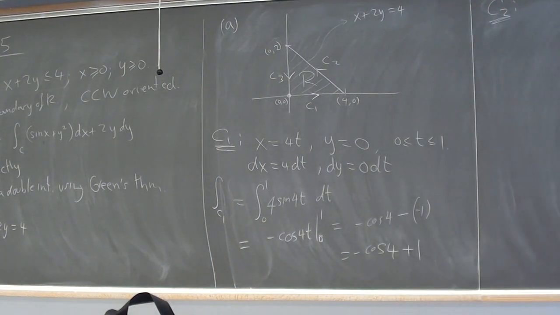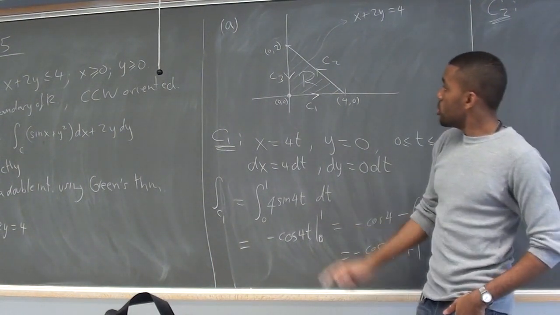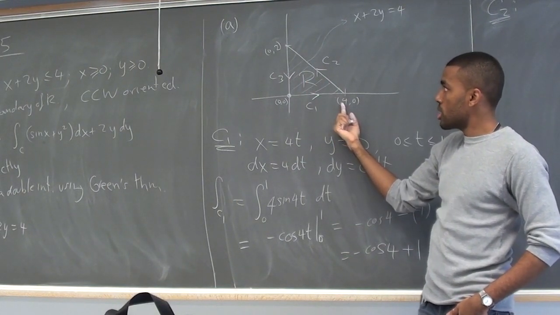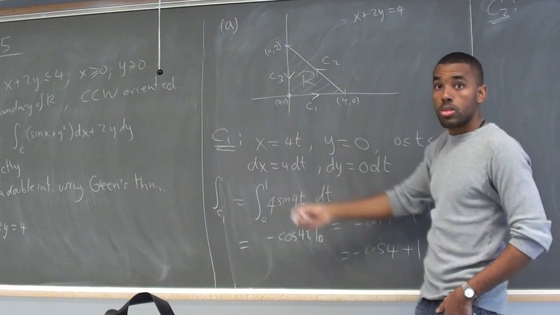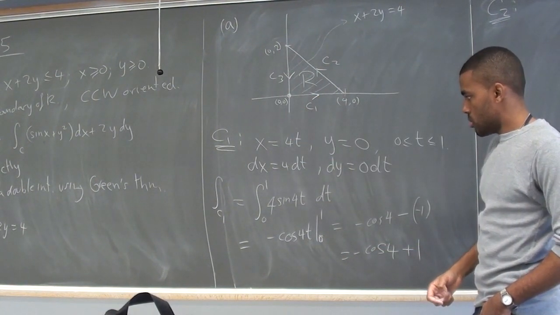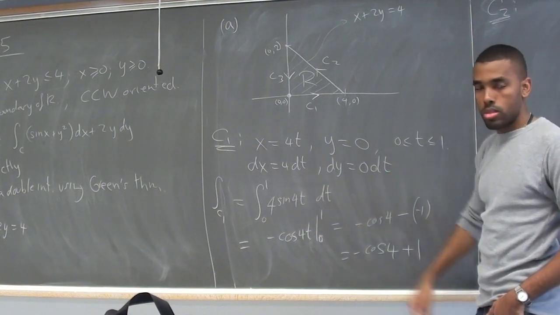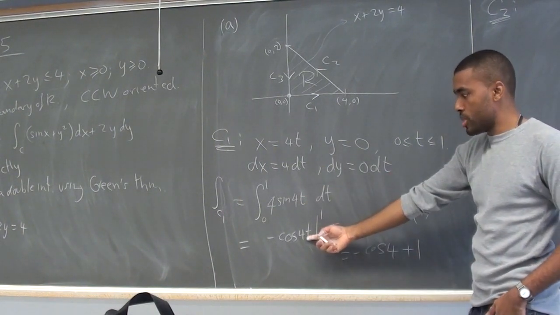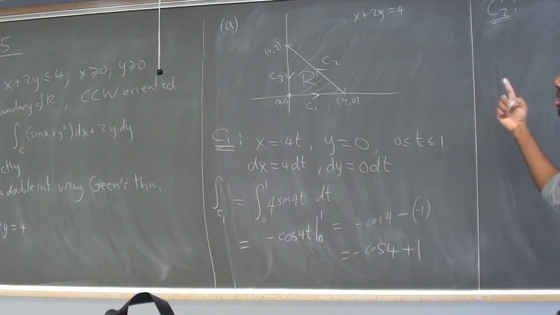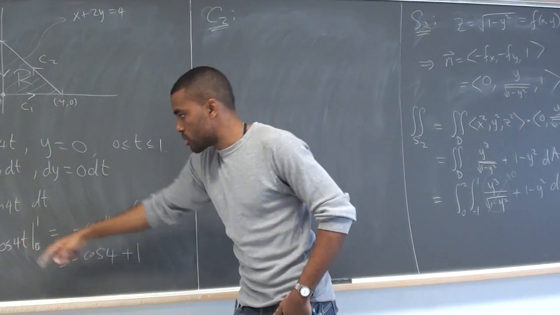Now we're going to do C2. Now in C2, I'm going in that direction, so my x value starts at 4, it ends at 0. Aren't you bringing the 4 for the cosine? No, it cancels out already. If you differentiate this with the chain rule, you will get the 4.